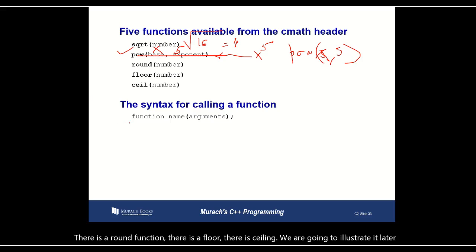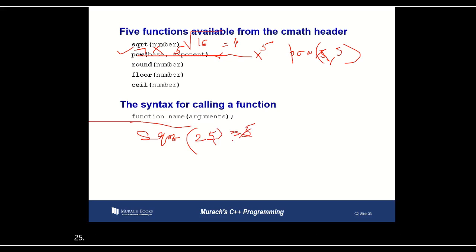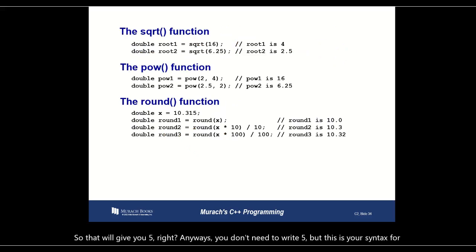Now, the syntax to call a function is you write the function name. So if you call the square root function, this is a function. You write sqrt here, and then you pass the argument. Only one argument is expected, so you can write, let's say, 25. That will give you 5, right? Anyways, you don't need to write 5, but this is your syntax for calling the square root function. So the examples are here: the square root function, then the power function, pow, then you have the round function. So it's round to the nearest digit.